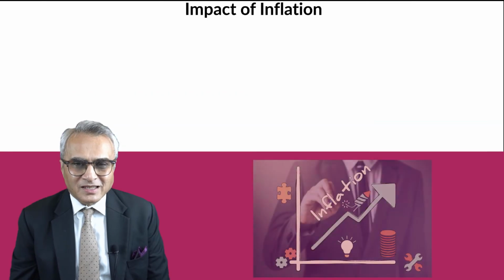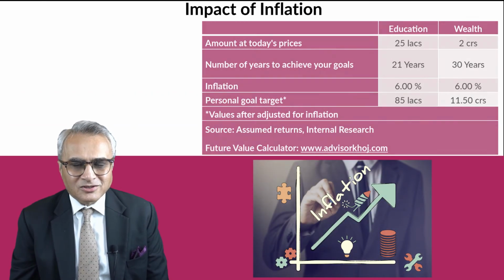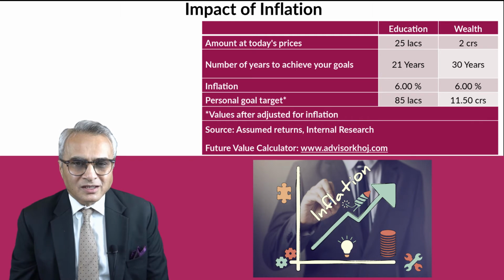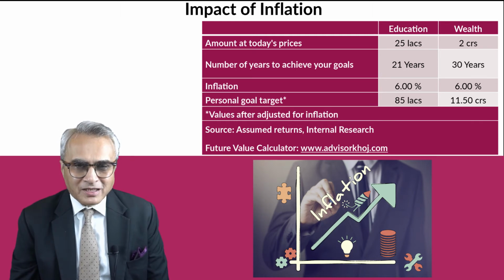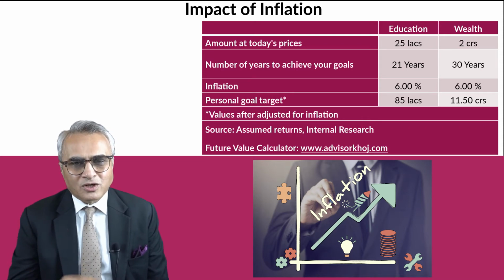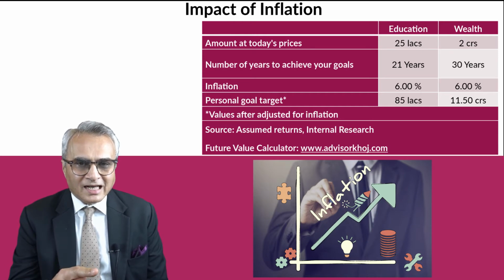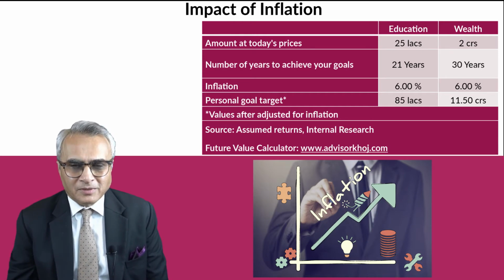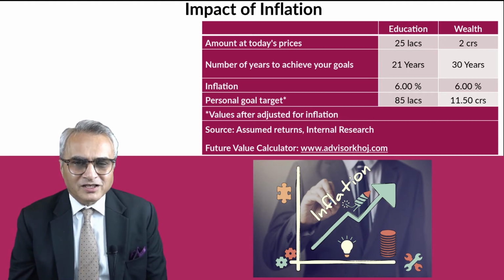Now, most investors will rush to divide this corpus of 25 lakhs and 2 crores by using some SIP, systematic investment planning, calculators, and say, I want to acquire 25 lakhs in 21 years or 200 lakhs in 30 years. What should be my SIP amount? If you were to do that without taking into account the impact of inflation, this particular investor will fall dismally short of his or her goals over the next 21 years or 30 years.